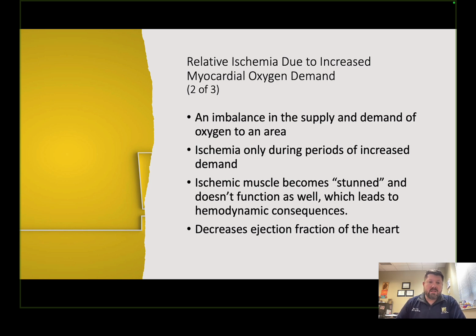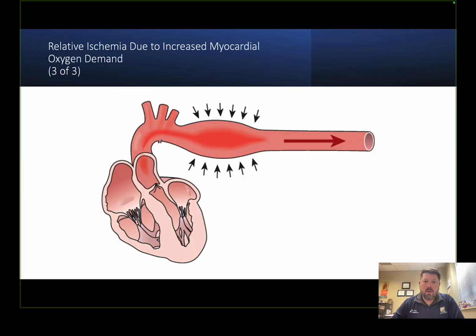Ischemic muscle becomes stunned and doesn't function as well, which also leads to hemodynamic consequences, and it decreases the ejection fraction of the heart. Ischemic muscle does not contract appropriately, which leads to a decrease in the ejection fraction, the amount of blood pumped from the heart with each contraction.